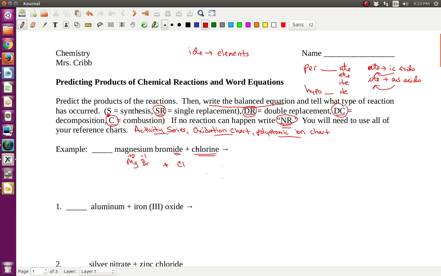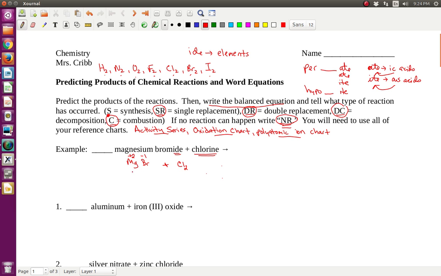So you also have to remember all your diatomic elements. And so what are those, guys? Hydrogen, nitrogen, oxygen, fluorine, chlorine, bromine, and iodine. So say it. Hydrogen, nitrogen, oxygen, fluorine, chlorine, bromine, iodine. So we've got to remember all those. So chlorine then won't just be a Cl, it'll be a Cl with a subscript of 2.